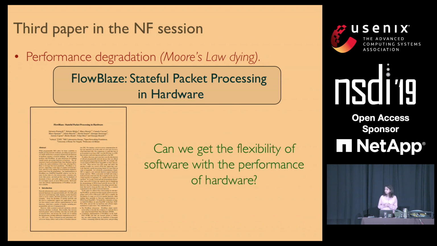The final paper in the session is FlowBlaze, which aims to navigate the fundamental trade-off between the flexibility of software and the performance of hardware. It basically leverages certain properties of network functions to build higher level, expressive abstractions that make it easier to write code on programmable hardware, which in general is difficult.